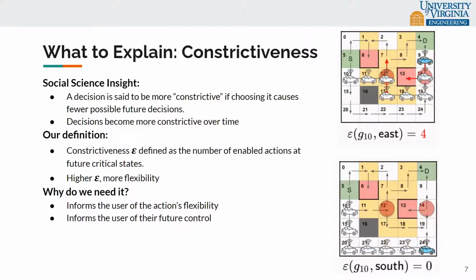Mathematically, we define this value to be the number of enabled actions at future critical states, as shown in the animation here. The value for going east at state 10 is 4, whereas that of going south at the same state is 2, which shows east offers more flexibility to make changes.